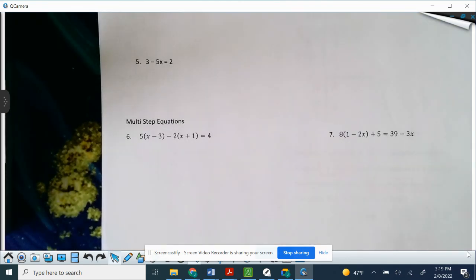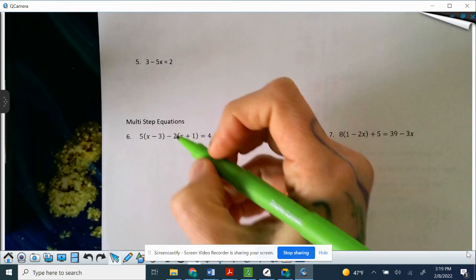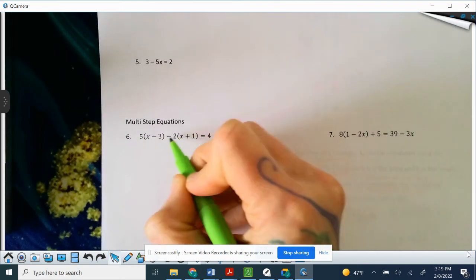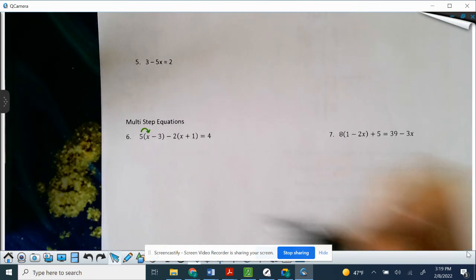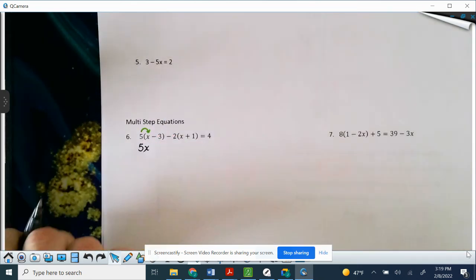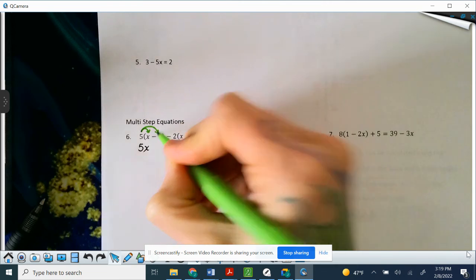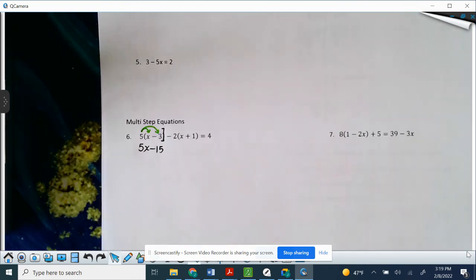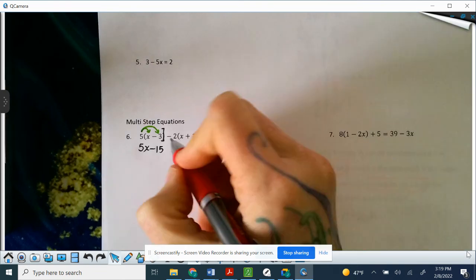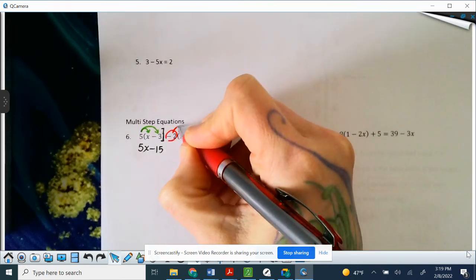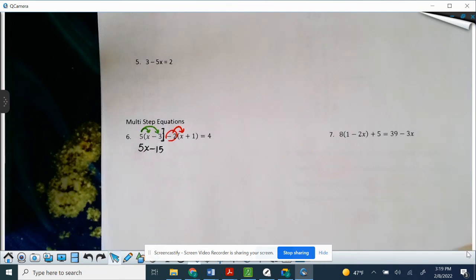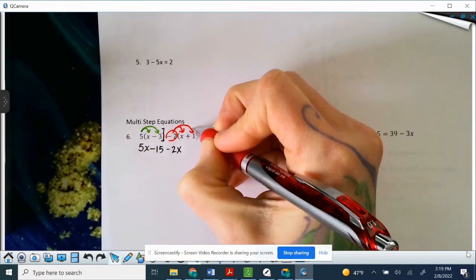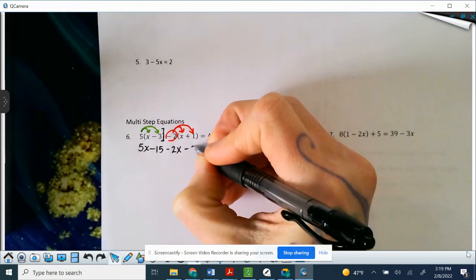So number 6, again, you're going to have a distribution. Your biggest thing is making sure that -2 goes through as a -2. But 5 times x is going to give me 5x. 5 times a -3 is going to give me a -15. This is like a wall. It stops that distribution of that 5. So now we're looking at that -2, and that negative is going to go all the way through. So -2 times x is a -2x. -2 times 1 is going to be a -2 equals 4.